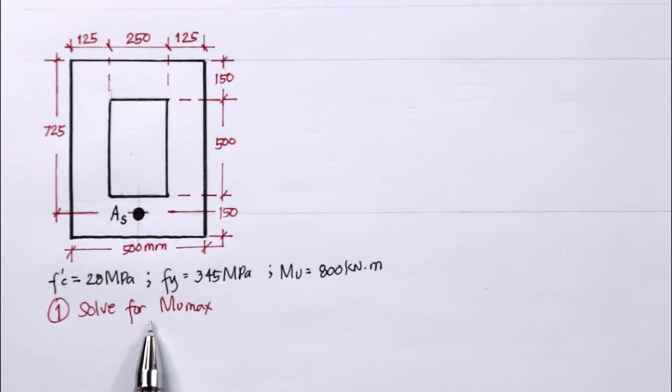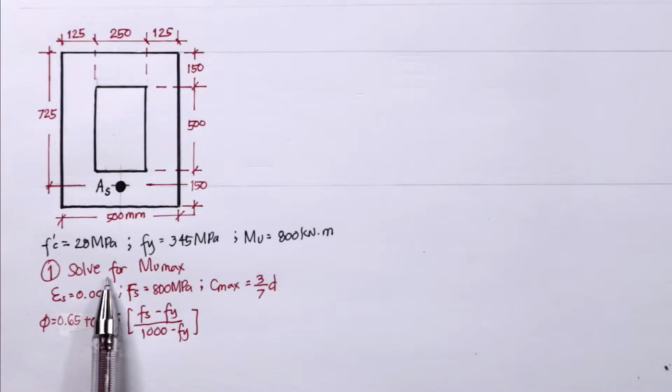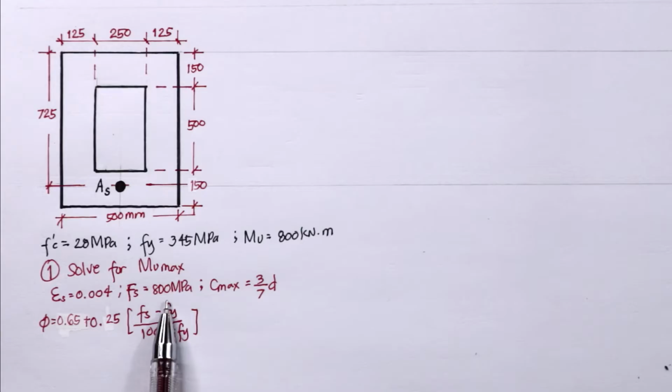Step number 1, solve for the value of Mu max. Ano-ano ba yung alam natin na condition under Mu max? Under Mu max, alam natin na ang strain ng steel is 0.004, Fs is 800 megapascal, Cmax is equal to 3/7 D, and the value of reduction factor is equal to 0.65 plus 0.25 (Fs minus Fy) over (1000 minus Fy). Na-explain na to sa mga previous videos na na-upload ko.